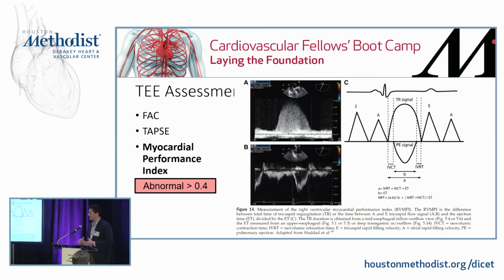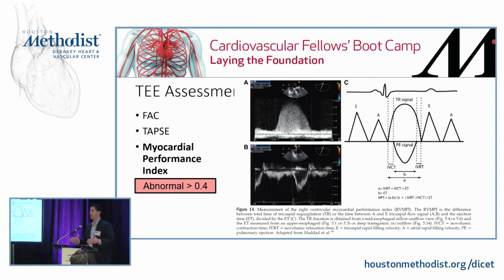So with echo, you're able to get the isovolemic times together, and if you divide that by the ejection time, that's your MPI. So a higher number is bad, lower number is good, abnormal will be greater than 0.4. Essentially, the way you'd be able to get those numbers is explained in this diagram here.